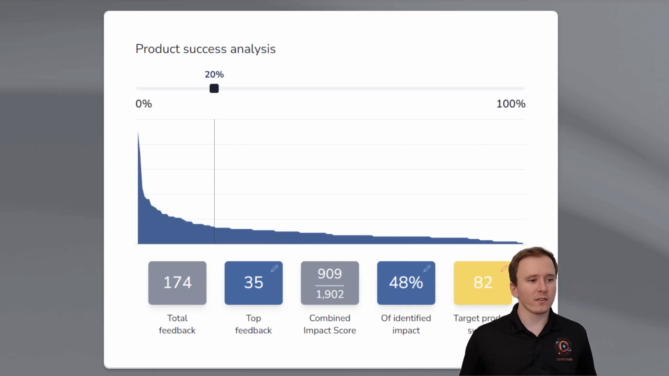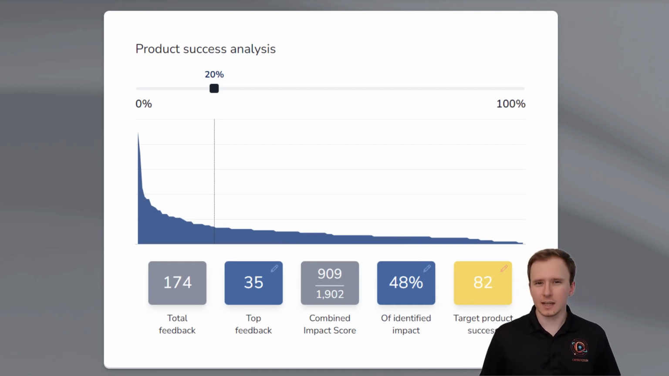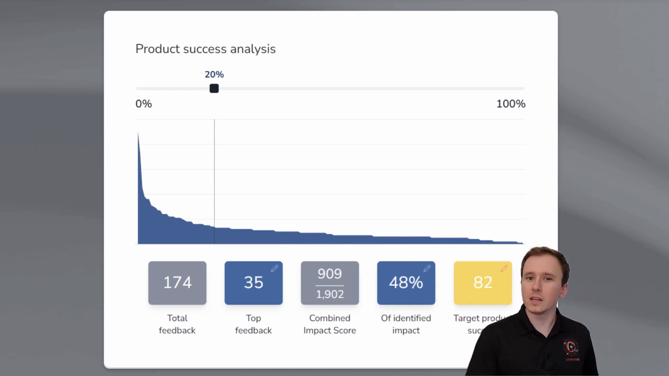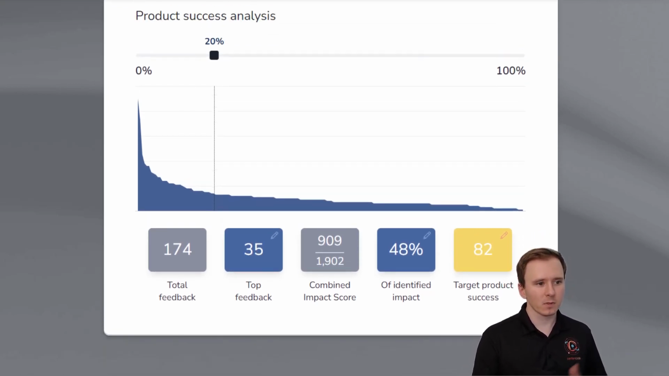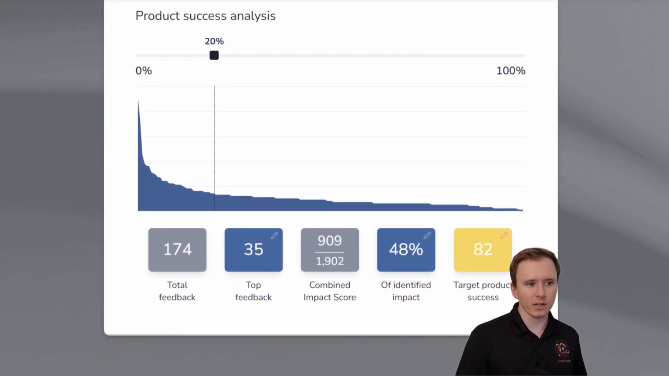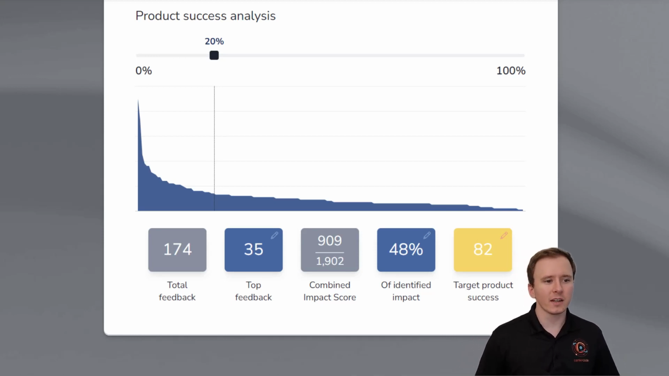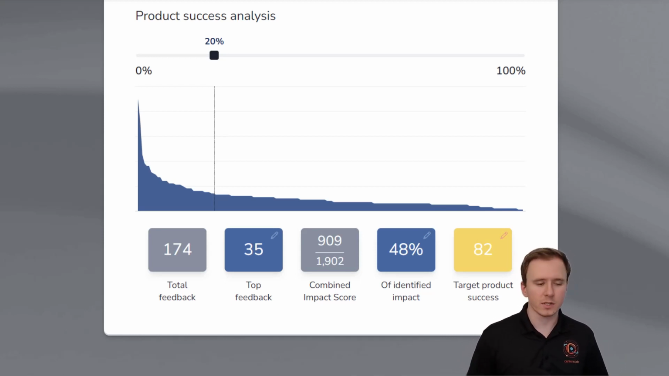And this is one of my favorite dashboards just because of how unique it is and some of the really cool things that we can do with this dashboard. So you can see that we have this graph right here. We have this slider, and right now this slider is set on 20%. So what does that 20% mean? What that means is that this is only going to display the top 20% of feedback in our project.